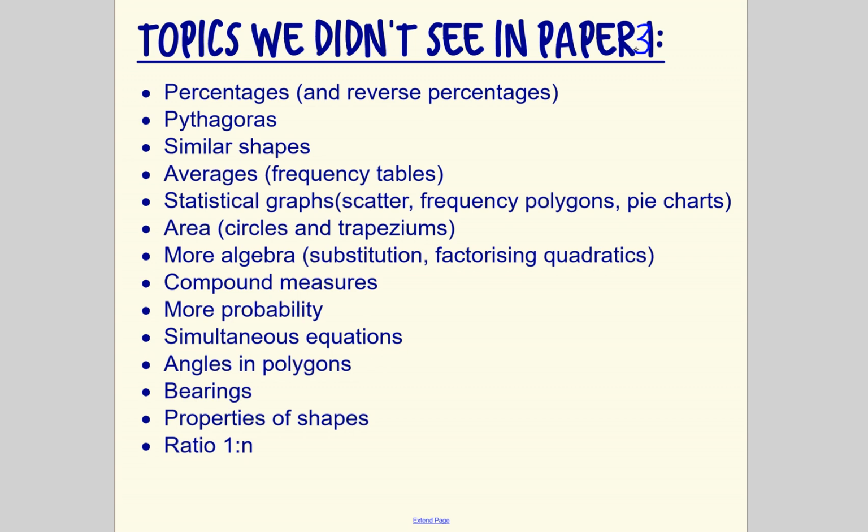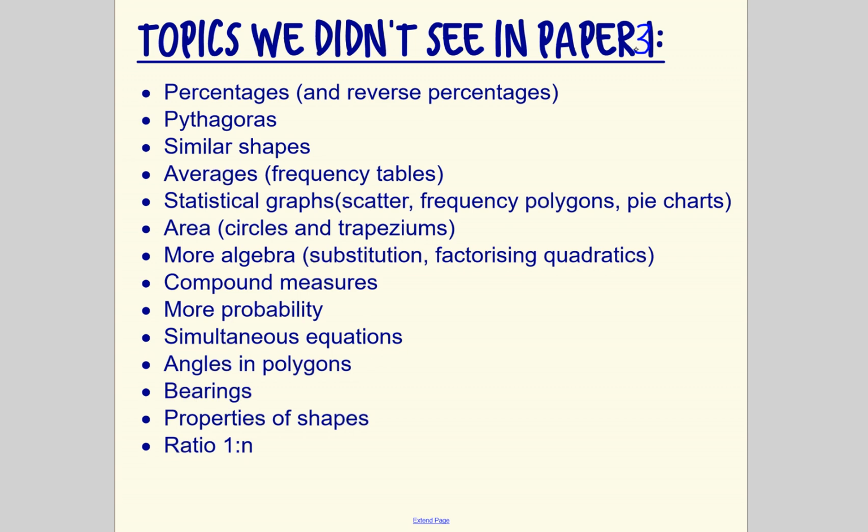You have seen more percentages now in Paper 2, but I'm still absolutely certain you will get more come up in Paper 3. That could even include compound interest. You had a simple interest question in Paper 1, but there's no reason why compound interest couldn't still come up. Pythagoras will come up in this paper. I'm going to guarantee that now.